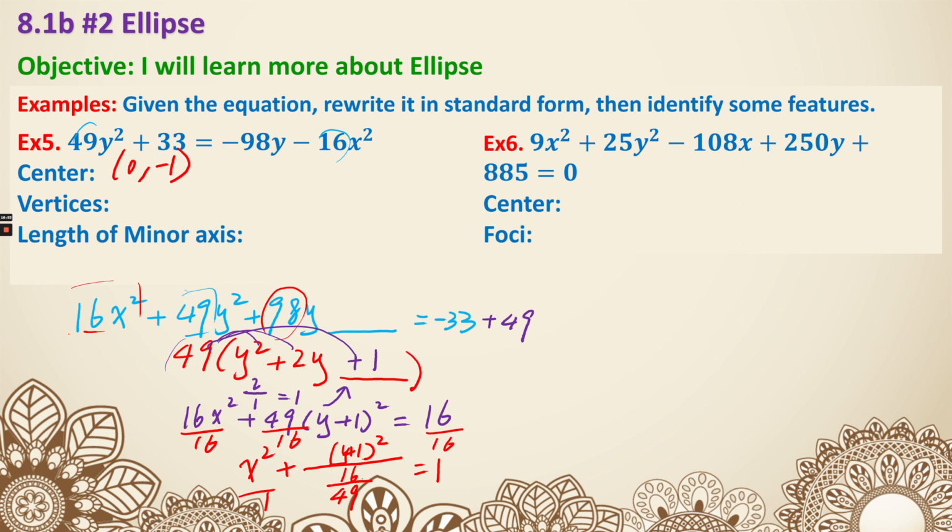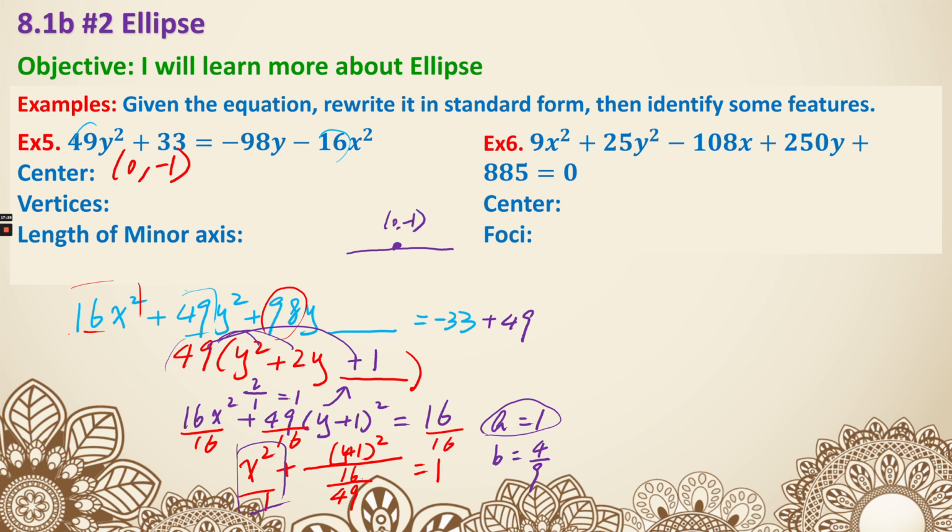16 over 49 is clearly smaller than 1, so our a would have to be 1, but our b would have to be 4 over 7. However, remember, a represents the distance from the center. So let's actually draw a center. We know the major axis is going to be x. So let's say this is our 0, negative 1. That's where the center is. Again, this is not my x-axis. That is actually my major axis. So let's say this is 0, negative 1.